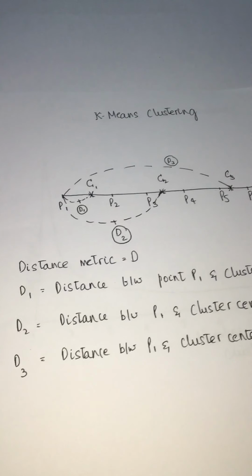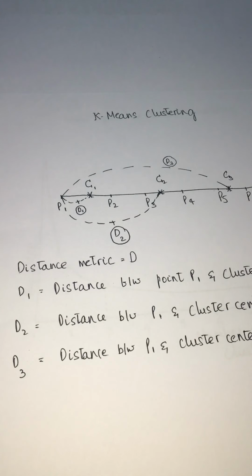So you basically calculate the distance between point P1 and cluster centers C1, C2, and C3, that is D1, D2, and D3. Now you have calculated all your cluster distances, right? The next step is you assign the point to that particular cluster for which the distance is the least. That's obvious, right? So this algorithm is actually very straightforward, and very easy as well.